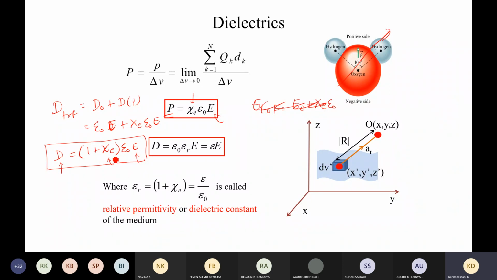So this 1 plus chi is often referred to as the relative permeability. And in case of material science, they will calculate this and we will add this one. And in electrical engineering, we always use this relative permittivity, which is also referred to as the dielectric constant.